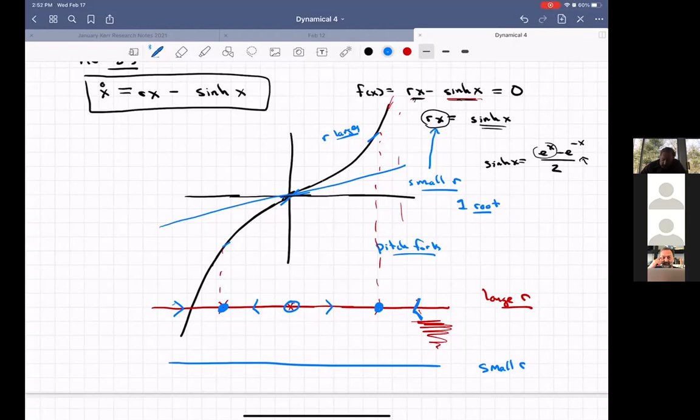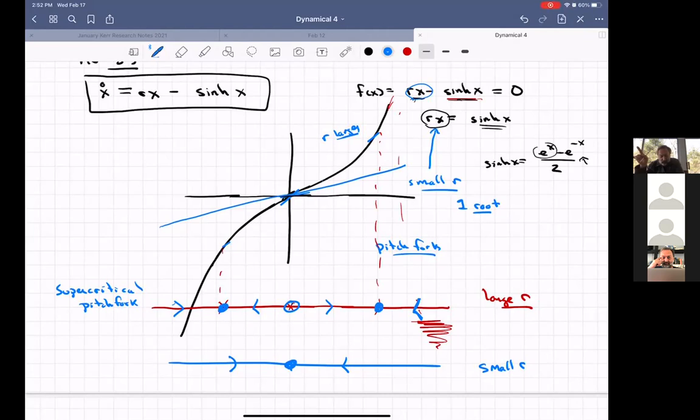And if I'm to the right of the origin, my blue curve, which is my rx, is less than my sinh curve. So my flow is going to be towards the origin in both cases. And this one's a positive fixed point, a stable fixed point. Okay, so this is now a supercritical pitchfork, because it went from having one stable fixed point at the origin to having an unstable fixed point at the origin and two stable fixed points, prongs.